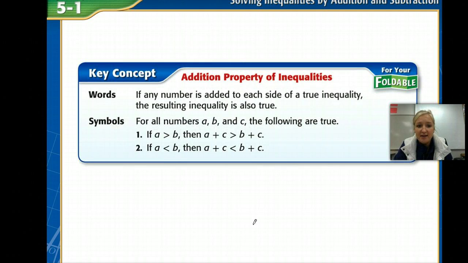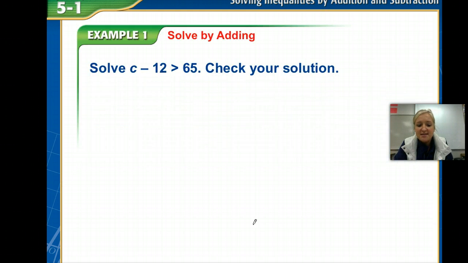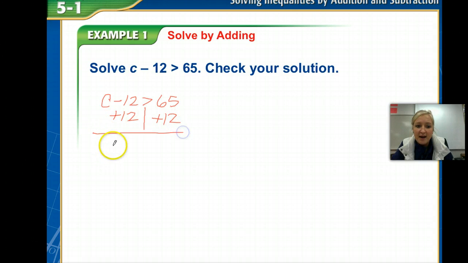All right, we're going to start out with a key concept, just simply addition property of inequalities. If any number is added to each side of a true inequality, the resulting inequality is also true. So we're going to get started with example number 1, and this is nothing more than solving an equation, and again, substituting the equal sign for the inequality. So I have c minus 12 is greater than 65. So I'm going to treat my inequality as my equal sign, and I'm going to add 12 to both sides. And I get c is greater than 77. So that is my solution to say that c is everything greater than 77.